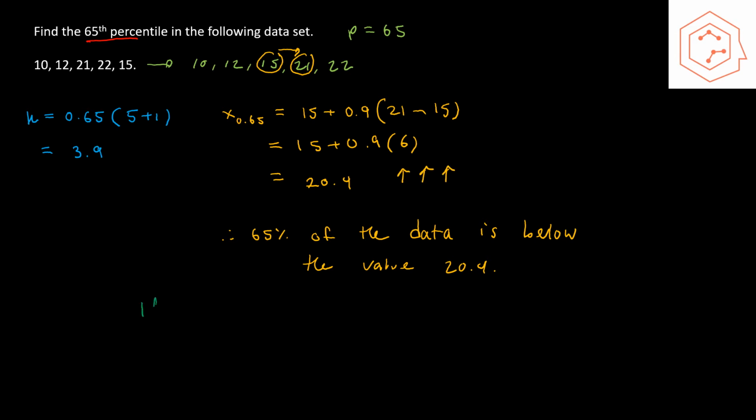So if discrete, the 65th percentile is the rounded version, always up. Even if it was 20.001, you'd always round up, because this is the minimum value where below it is 65%. If we go below this, then below that new value, so below 20, is less than 65%. So we always have to round up. The 65th percentile for a discrete data set would be 21.